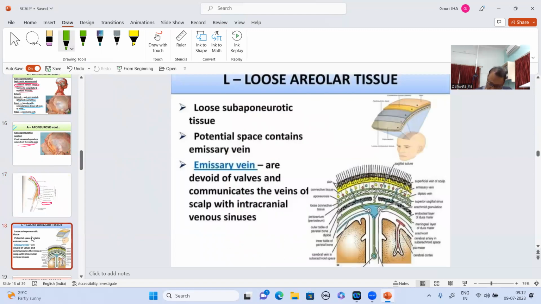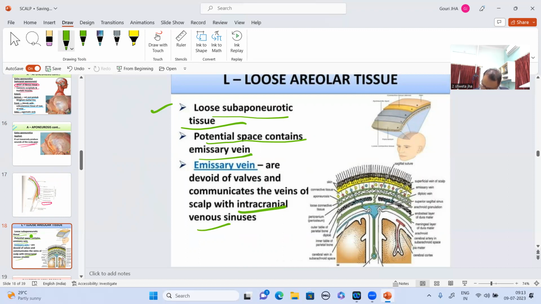Now we have got the fourth layer. The fourth layer is the loose subaponeurotic tissue, and there is a potential space containing the emissary veins. This layer is very important because here we will get the emissary veins, and you could see them over here. This one is the fourth layer. We have got the emissary veins over here. And these emissary veins will connect the intracranial veins with the extracranial veins. They communicate with the intracranial venous sinuses.